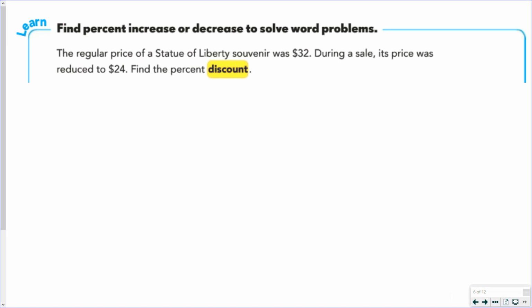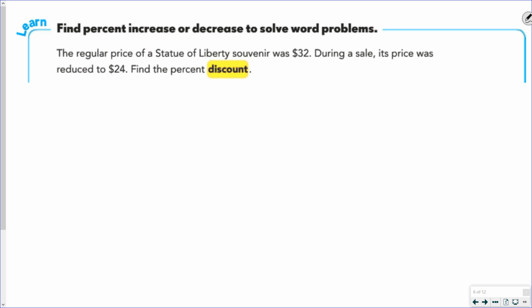For today's lesson, we will continue working with percents, and we're going to start by finding the percent increase or decrease of an item. So we have the regular price of a Statue of Liberty souvenir was $32. During a sale, its price was reduced to $24. We want to find the percent discount.